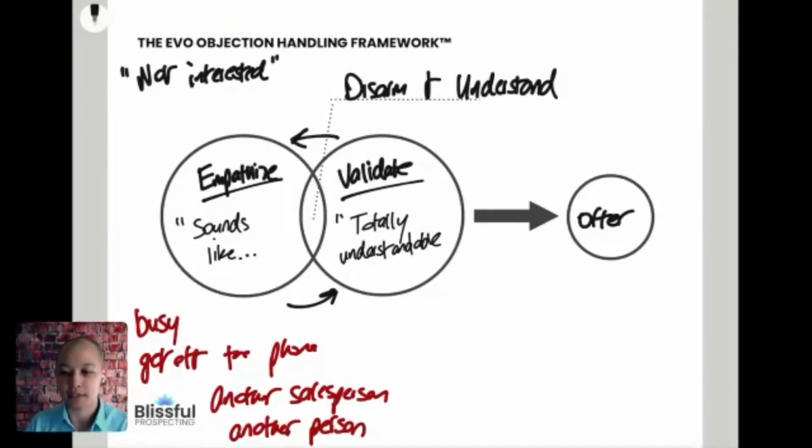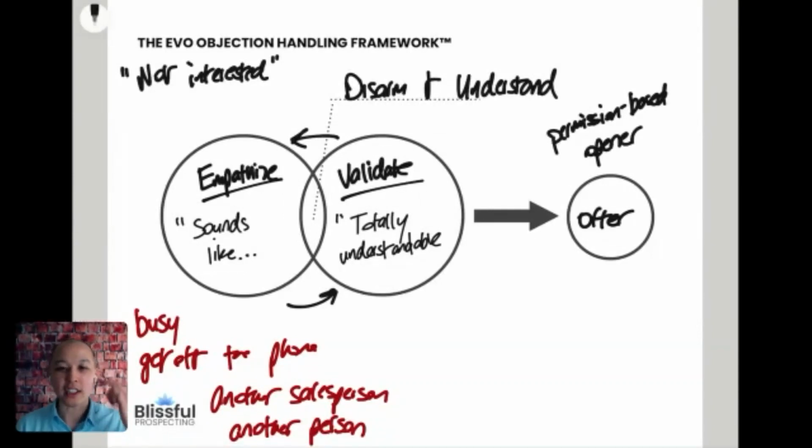So empathize, validate, and then the last part of this here is offer. So this is where I'm going to make an ask for, let's say, next steps. I might talk about a potential way that I can help them, whatever it might be. There's usually two kinds of options here. So option number one is I might just do another permission-based opener. So that's if I get the objection early in the call.